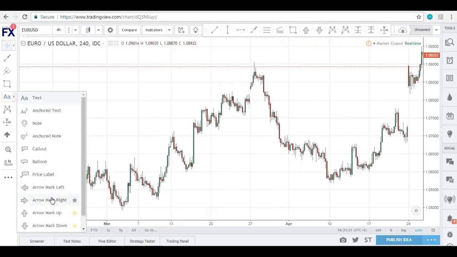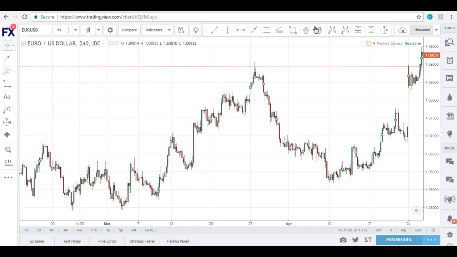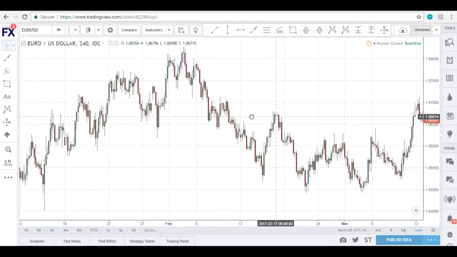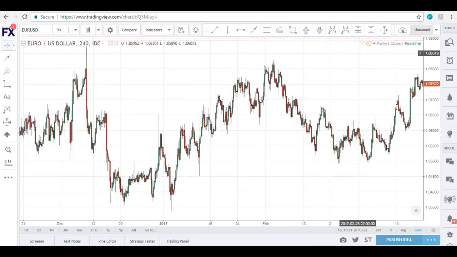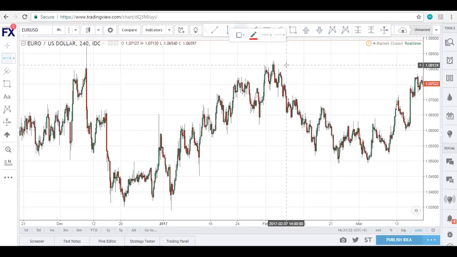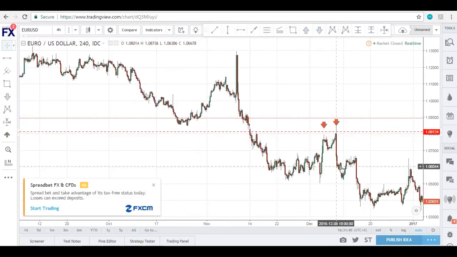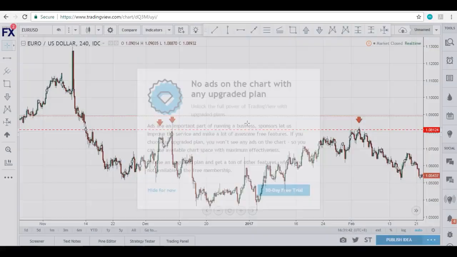We also favorited this mark up and mark down. So as you can see, it's favorited here. We use this to identify potential zones of rejection. And if I'll just show you an example, we can draw a line here, and we can see that price has rejected here, here, here, and so basically this is how we use our arrows.